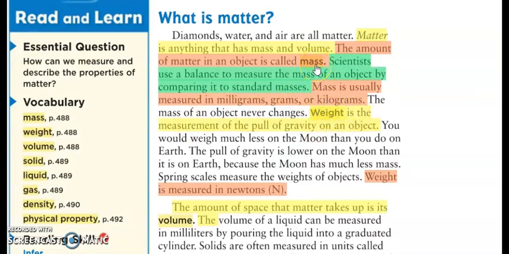Okay guys, right now what is the difference between weight and mass? As we said, the amount of matter in an object is called mass, but weight is the measurement of the pull of gravity on an object. So weight is the gravity force. Maybe you would weigh much less on the moon than you do on the earth. The pull of gravity is lower on the moon than on earth, because the moon has much less mass. Spring scales measure the weight of objects.